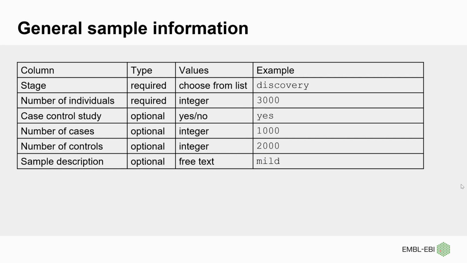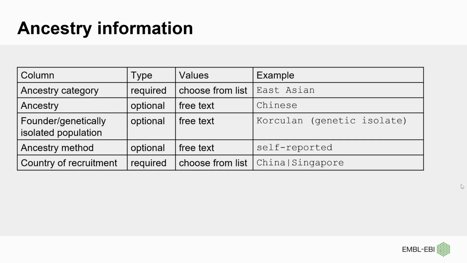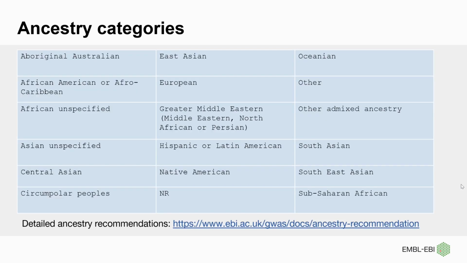Next is the general sample information, such as the number of individuals, cases, and controls. And this is followed by the broad ancestry category, which is a required field, and optional fields to go into more detail, providing free text for more granular ancestry descriptors, as well as the country of recruitment. The ancestry categories must be taken from the GWAS Catalog standard set of ancestry categories, which are described in more detail on our website. But this is the list here as well.